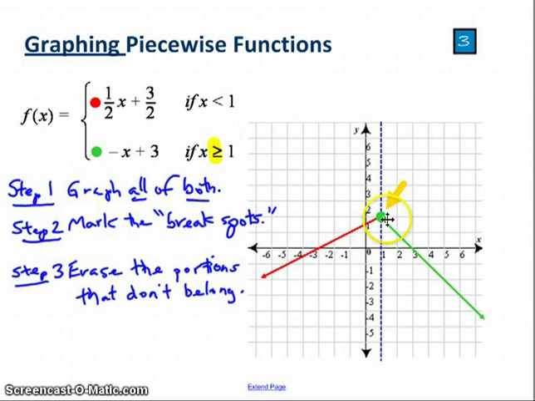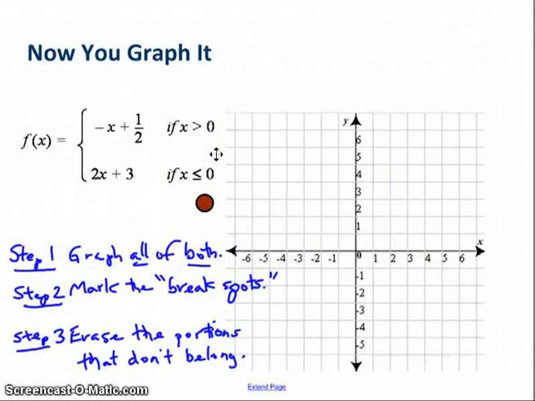When that happens, it's okay simply to draw in a darkened dot. But in this case, just so you know, that darkened circle actually goes with the green equation, because it's the green equation that had the underlined arrow. Now it's your turn. Hit the pause button, and when you're done, I'll show you the graph of this function.